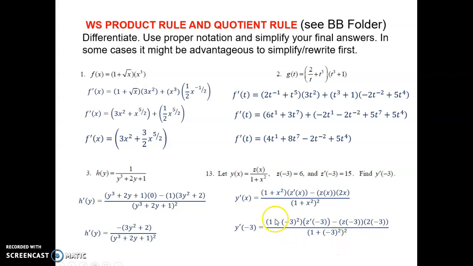So when I now look at this expression and put in these values, I know negative 3 squared is 9, plus 1 is 10. Then I'm going to take z prime at negative 3, which was given to me as 15. I'm going to take z at negative 3, which is equal to 6. And then 2 times negative 3 is negative 6. And then again, putting in those values, I get 10 times 15 minus 6 times negative 6 over 10 squared, which gives me 186 over 100, or 1.86. All right, so those are some of the examples from the worksheet.